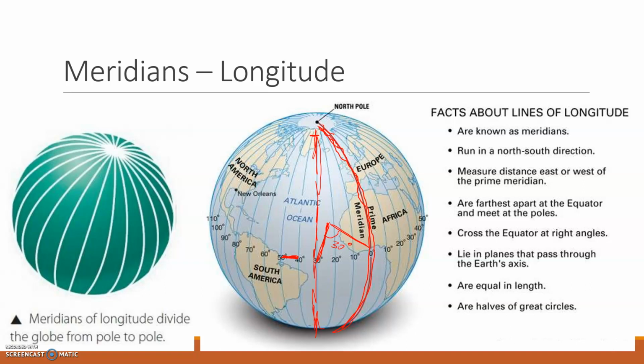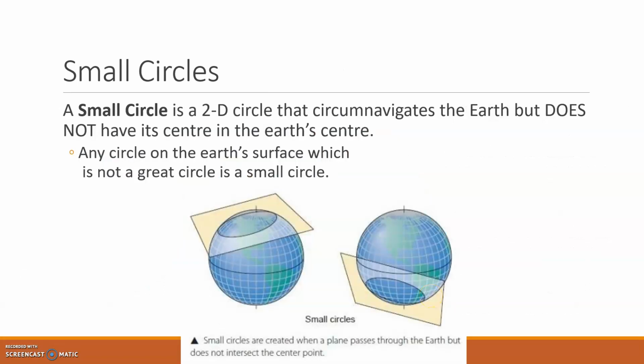So a great circle goes all the way around the Earth. A meridian of longitude just goes halfway around the Earth. It goes from the North Pole to the South Pole, but not all the way. Now, those were great circles.